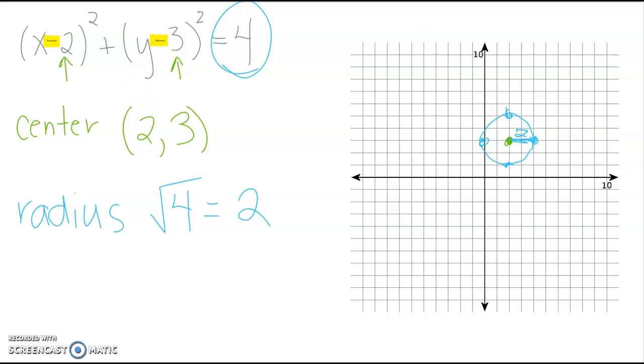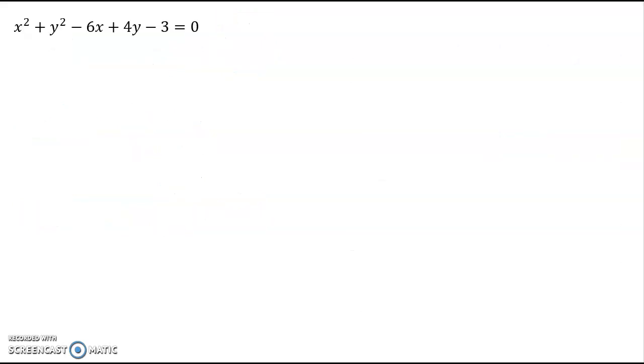So that was our first example. Now let's look at another one that might not be written in exactly the same form, but we can use the same way. So my second equation is x squared plus y squared minus 6x plus 4y minus 3 equals 0.